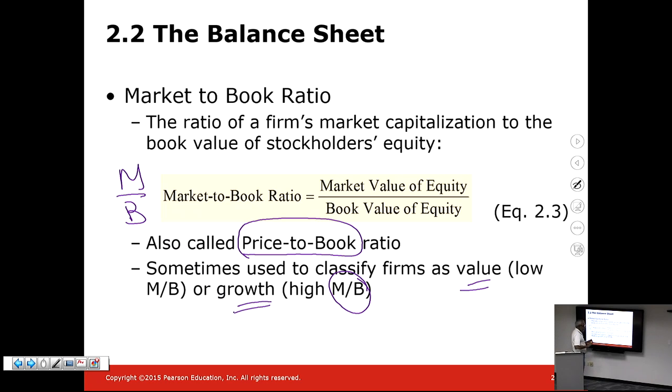Meaning, the simple idea over here is that companies that have a high market to book ratio, what does that mean? That the stock price of the company has increased significantly above what its original value was. And why would the stock price increase? Because the company has excellent growth prospects. Thus, companies with high market to book value ratios are described as growth firms, whereas companies with low market to book ratios are described as value firms.